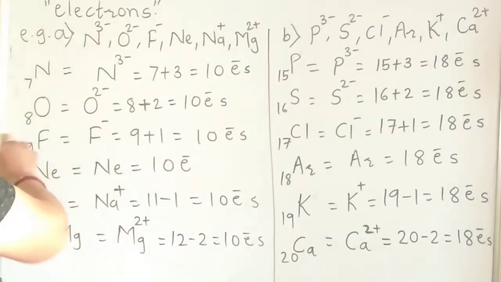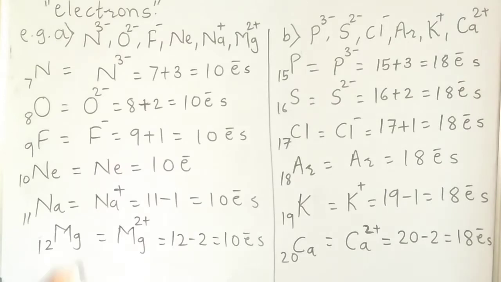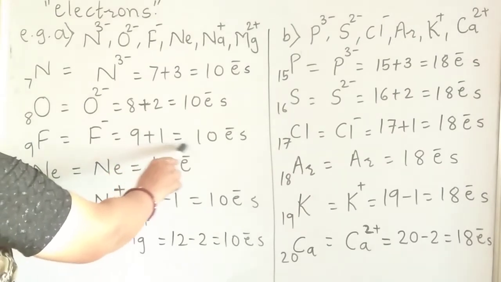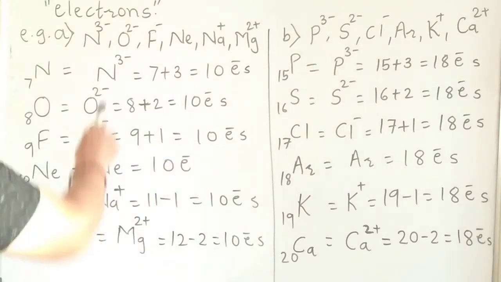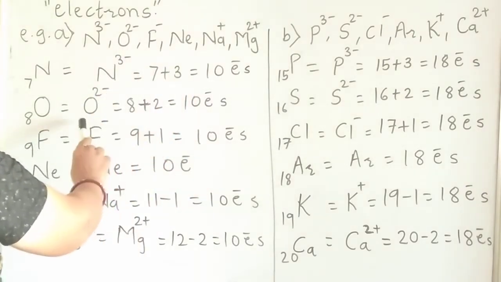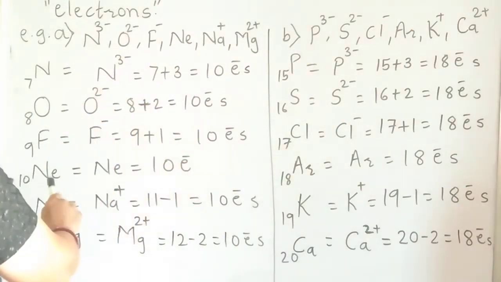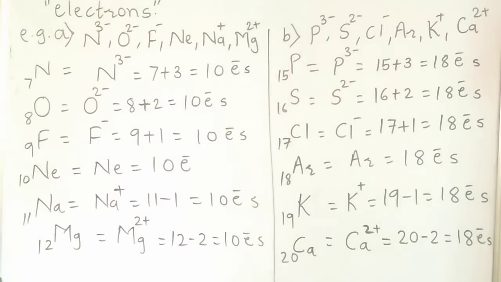Same way, fluorine has atomic number 9. When the fluoride ion is formed, it gains 1 electron, so 9 plus 1 is equal to 10 electrons. So now the nitride ion contains 10 electrons, the oxide anion contains 10 electrons, and the fluoride anion contains 10 electrons. When we come to the neon atom, it already has atomic number 10, which means 10 electrons are already present. So the neon atom also contains 10 electrons.